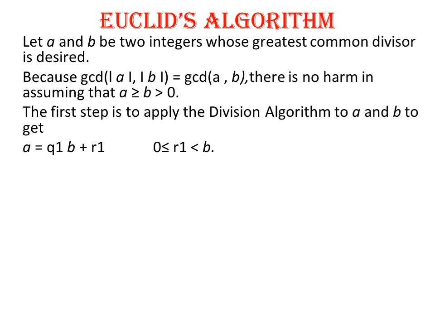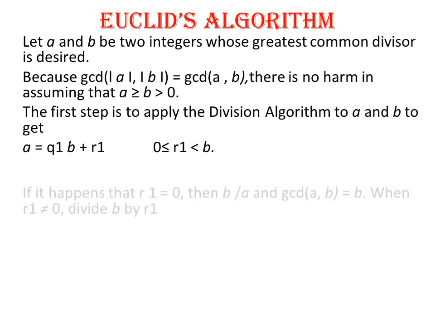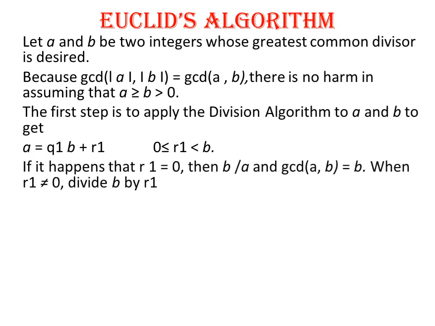Now in this step, if we are getting this remainder r1 as 0, then we will stop here and we will say GCD of a comma b is b. Because if remainder r1 is 0, then by the definition of divisibility, b divides a. So the greatest common positive divisor of a and b is nothing but b.